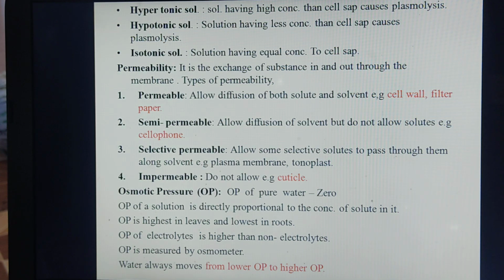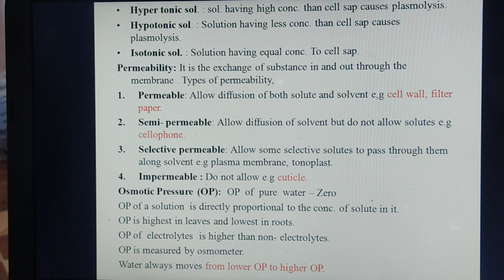Types of permeability: permeable allow diffusion of both solute and solvent, example cell wall, filter paper. And semi-permeable allow diffusion of solvent but do not allow solutes, example cellophane. And selective permeable allows some selective solutes to pass through them along with solvent, example plasma membrane, tonoplast. Impermeable do not allow, example cuticle.